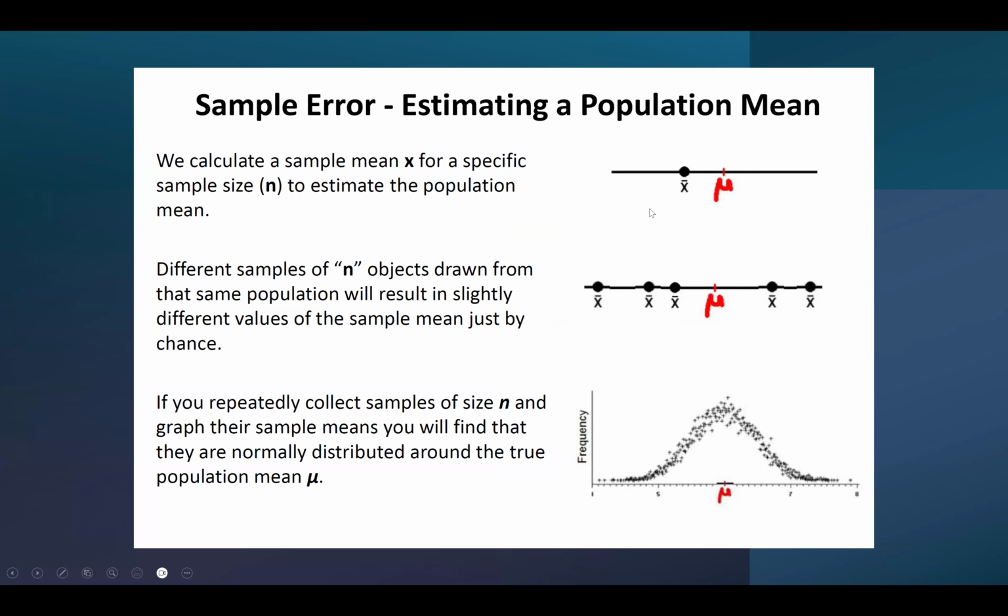Sampling error is estimating that population mean, right? Remember, the sample mean is the X bar and the population mean is the little mu, okay? You need to have enough objects in here to really show it off. So you can see if you repeatedly collect samples from this population and graph it, you'll find that they are normally distributed if they are distributed properly around the little mu. If not, it means that you don't have enough samples.